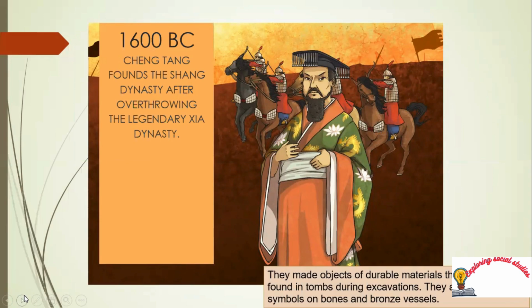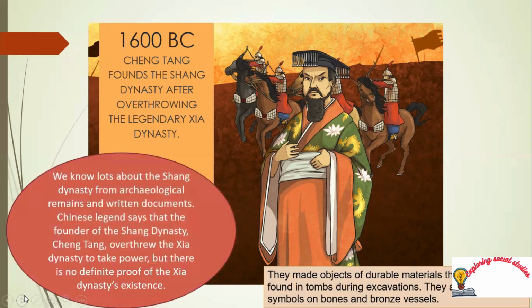1600 BC: Shang Tang founds the Shang dynasty after overthrowing the legendary Xia dynasty. They made objects of durable materials that have been found in tombs during excavations. They also wrought symbols on bone and bronze vessels.